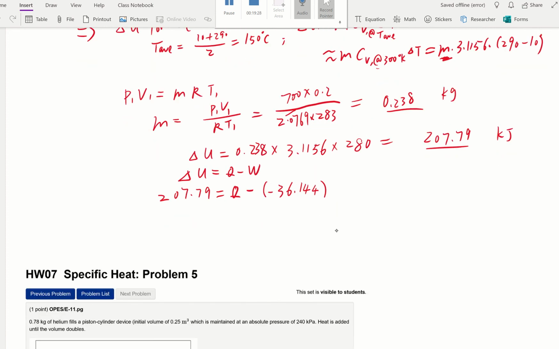All right, so now we are going to be able to solve our Q. Q is going to be equal to 207.79 minus 36.144. Let's see what we have here.